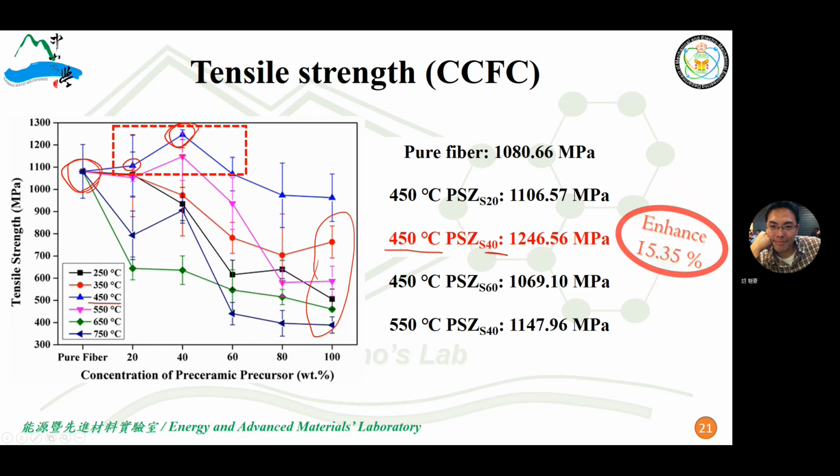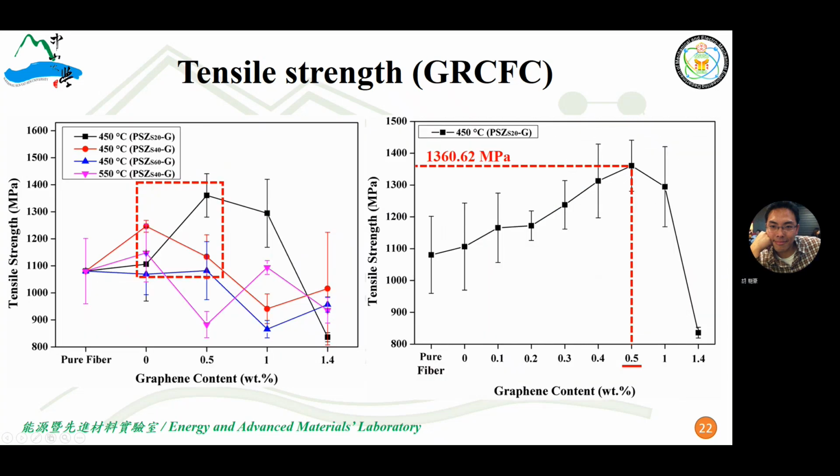Okay, and it's about the 15% enhancement of the tensile strength. And also we compare with the CCFC incorporated with graphene content. So what does this figure tell us? This graphene content enhances the tensile stress when it is about 0.5 weight%, right?